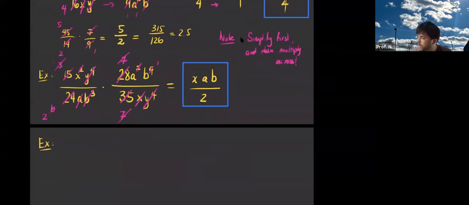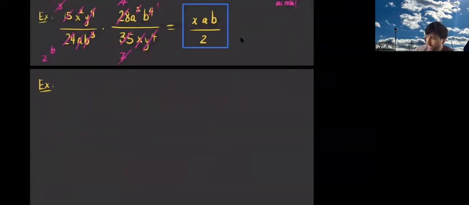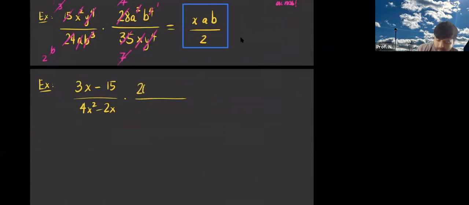Of course, we're not going to have just these kinds of multiplication. We're going to have other kinds, where we have to actually factor. So for example, if I have 3x minus 15 over 4x squared minus 2x, all of this stuff here just becomes more factoring for you. That's why your factoring skills have to be on point.